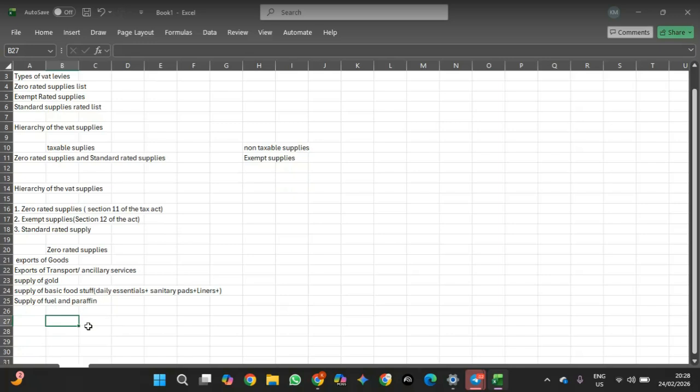So basic foodstuff, basic food is daily essentials, sanitary pads, liners or napkins and stuff like that, you guys are fine. Exclude the meat, exclude all types of meat except tinned fish, and then you have sorted. Fuel and paraffin, you are sorted. Paraffin, always ensure that it is what? Paraffin only, and it is used for heating or illumination. Then you can stay on the zero-rated list, and then you're good with that.